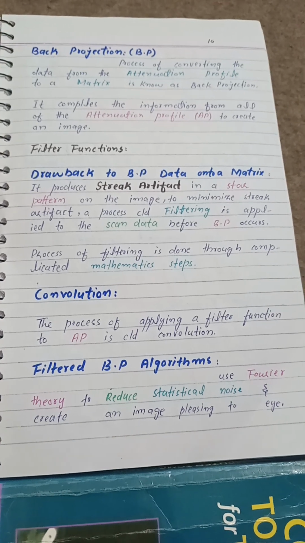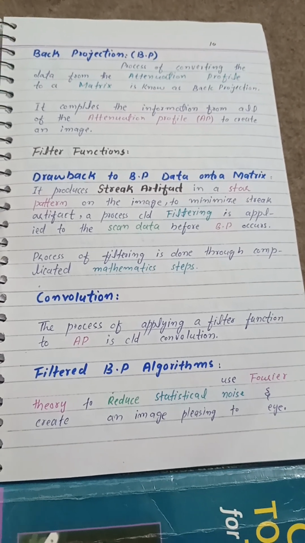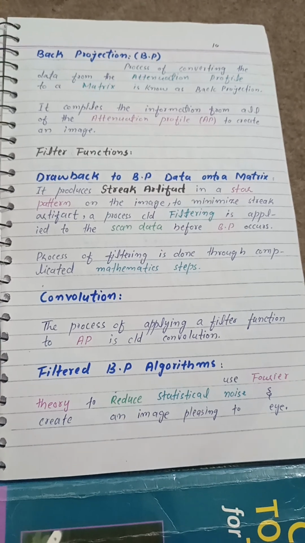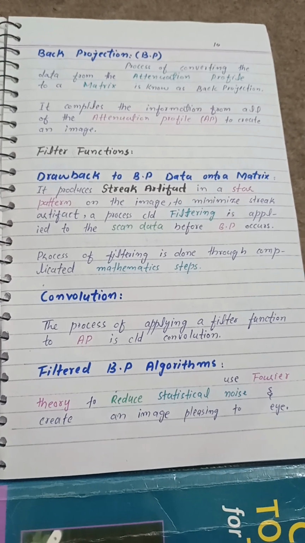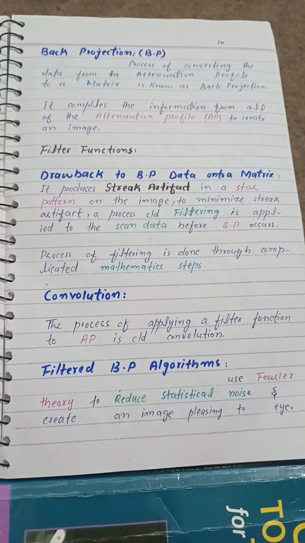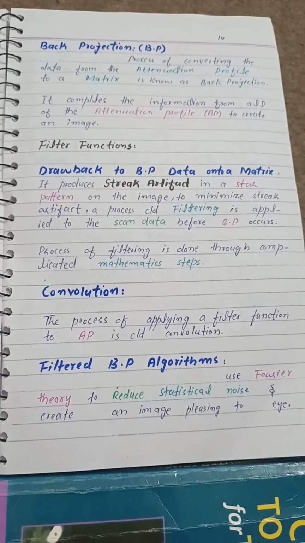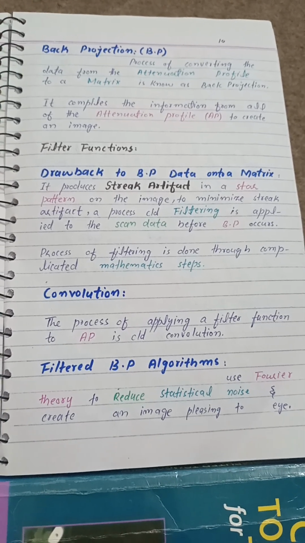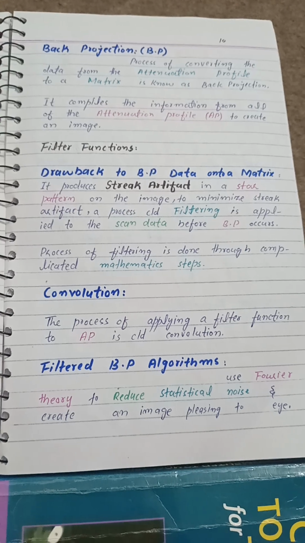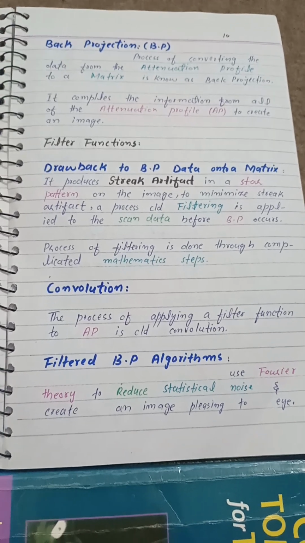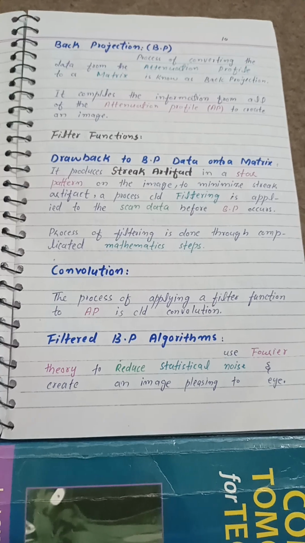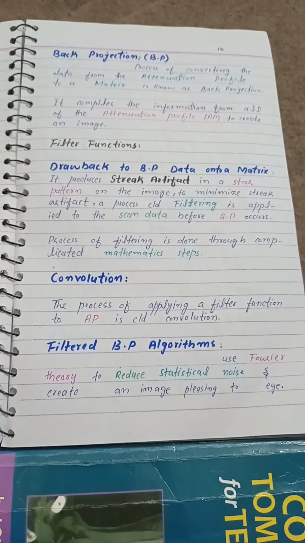Back projection. The process of converting the data from the attenuation profile to a matrix is known as back projection. It compiles the information from all of the attenuation profiles to create an image. Filter functions. Drawback of back projection.